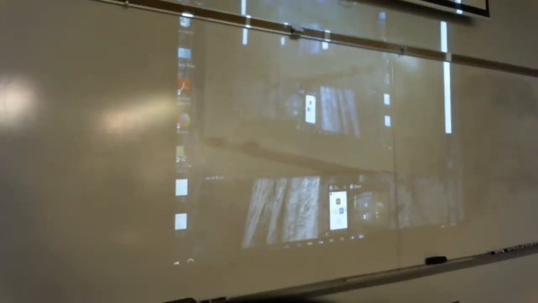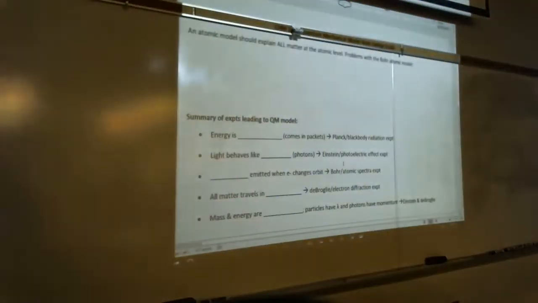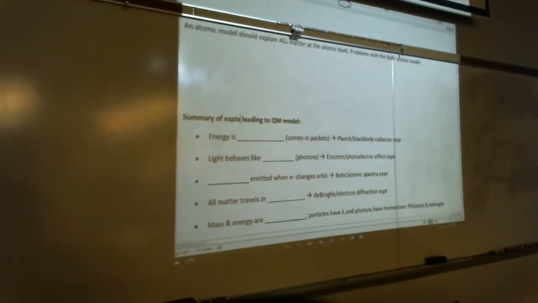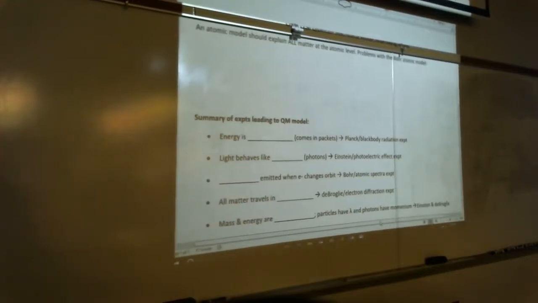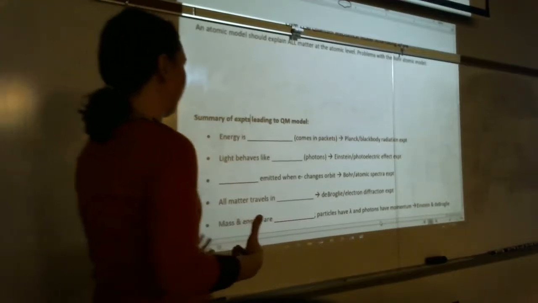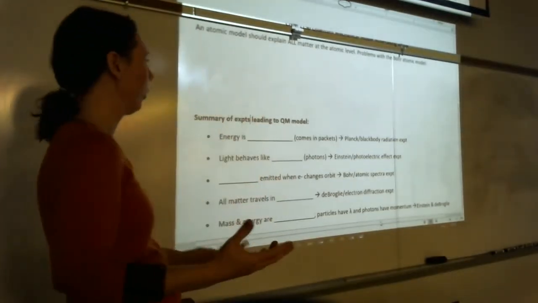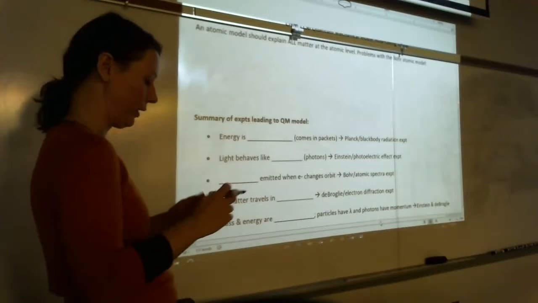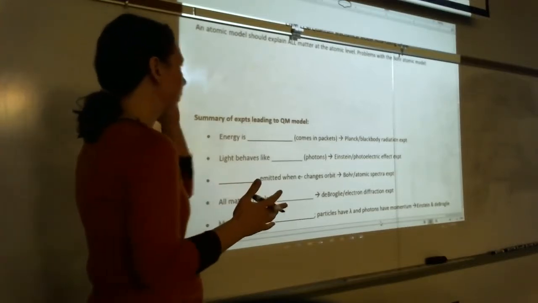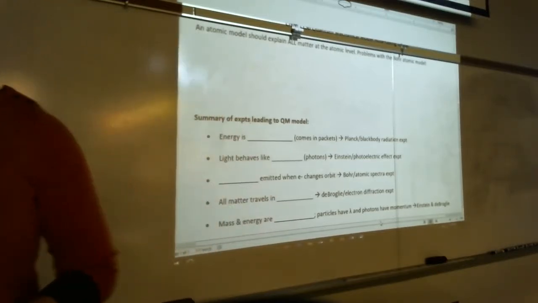All right, so today we are doing a note-taking guide on the quantum mechanical model. And so let's talk about the atomic model that we left off with, which was the Bohr model. In our last class, we did a note-taking guide on the Bohr model. We discussed how the Bohr model worked and all the calculations associated with it. But there are some pretty significant problems with the Bohr model.